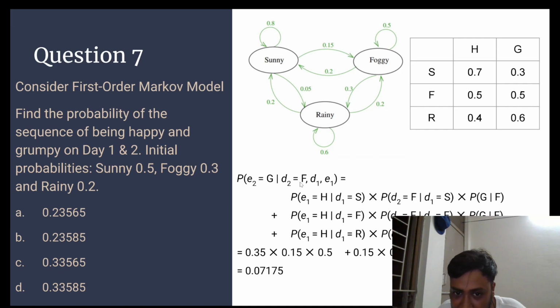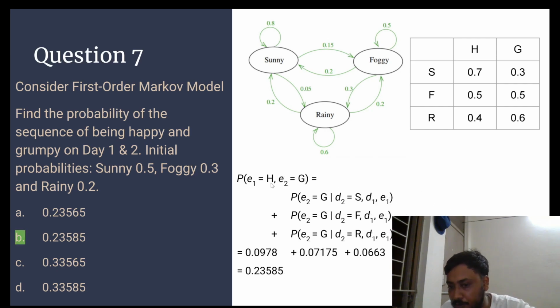If day 2 is foggy, then here day 2 becomes F. So you have all possible conditions for day 1, S, F and R. And in all cases, you are going from S to F, from F to F, from R to F. And finally, this one. Probability of grumpy given foggy, that comes to this value. And finally, given rainy, we do the same process. We get this value.